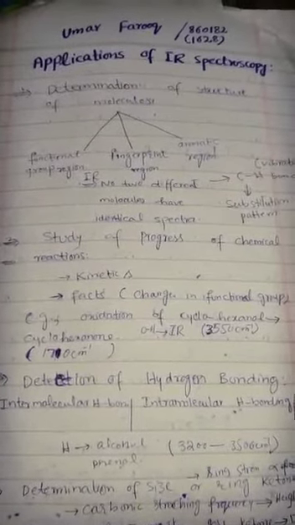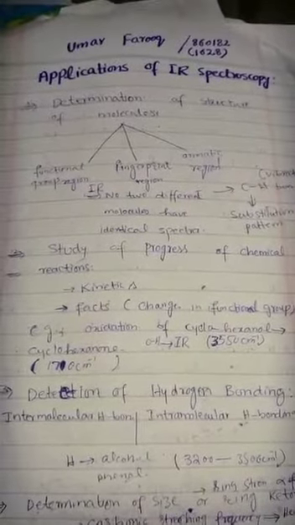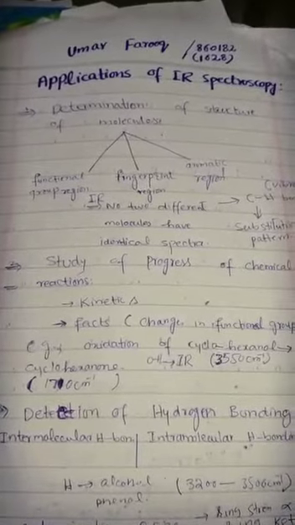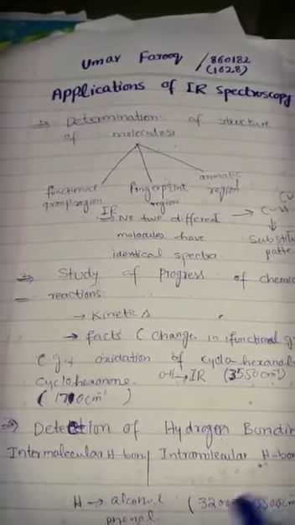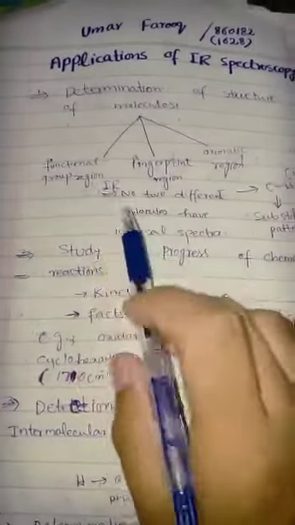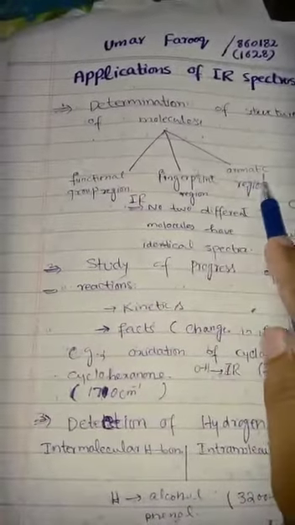There are various applications of IR spectroscopy, such as determination of structure of molecules. So we can determine the structure of molecules. For determination of structure of a molecule we have three regions. Number one, functional group region. Number two, fingerprint region. Number three, aromatic region.